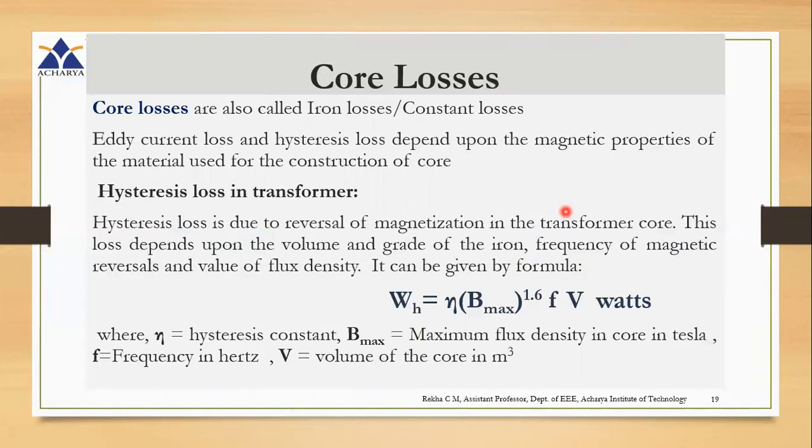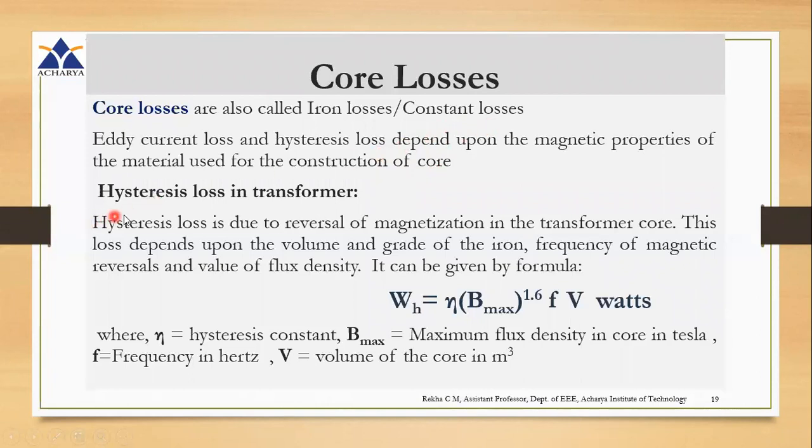So let us understand each of the losses in detail. So coming to core loss. Core losses, as I told you, are called iron losses or constant losses. Eddy current loss and hysteresis loss depend on the magnetic properties of the material used for the construction of the core. Hence they are called constant losses.